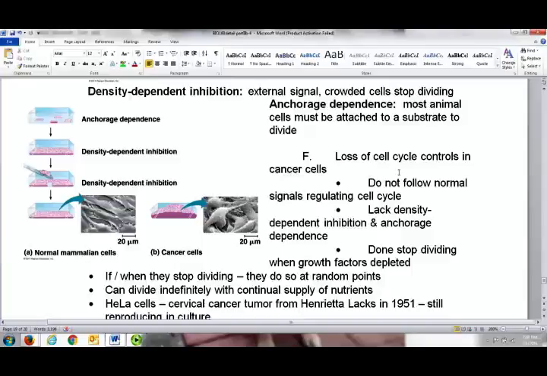Another problem you can have is anchorage dependence. So this is a problem when cancer cells begin to metastasize. Normally, a good healthy cell needs to be attached to something before it's going to divide. With a cancer cell, it will say, you know what, I don't really care that I'm not attached to something, and they will divide anyway, and this will allow them to spread into other tissues.